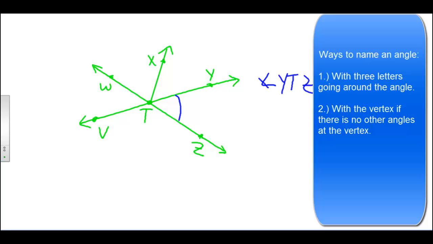I could, however, not call this angle T, because if I said angle T, you would be confused as to which angle I was really talking about. Every single angle here is angle T. So you have to use the three-letter method. The third way to name an angle is to use a number. You will commonly see on very complicated pictures that they put numbers in each of the angles, and then that can refer to angle YTZ here also as angle 4.